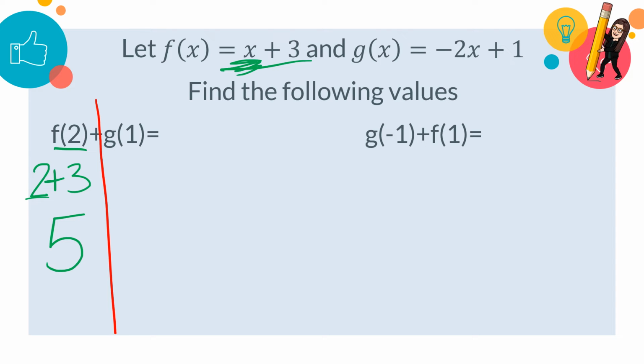Let's look at the right side. G of 1. We're going to take the G rule. Instead of x, plug in a 1. Negative 2 times 1 is negative 2, plus 1, negative 1.